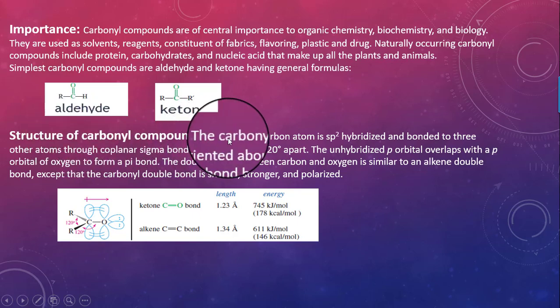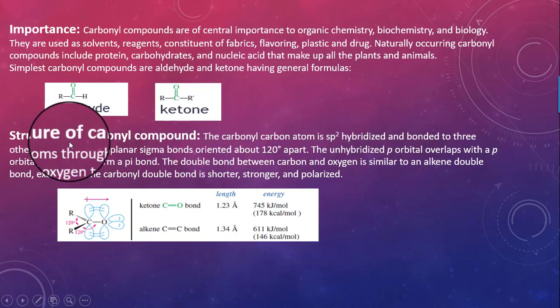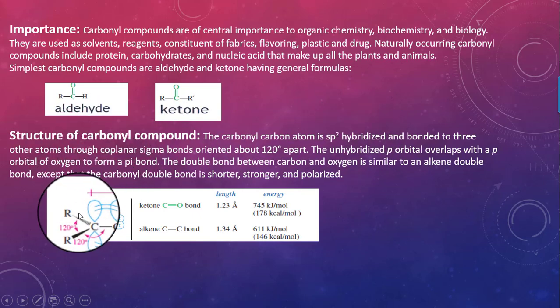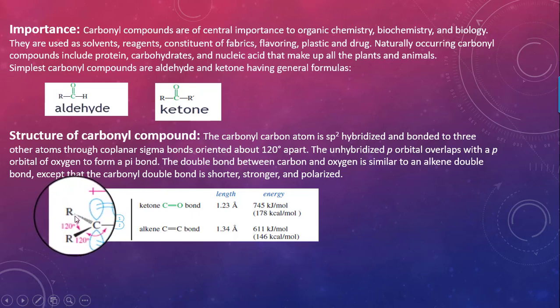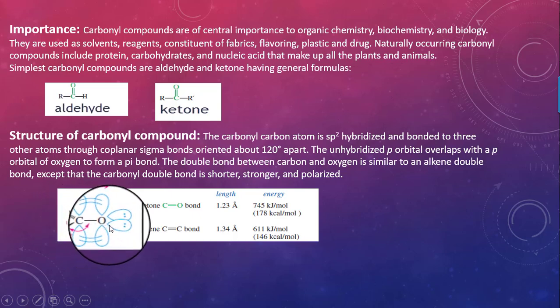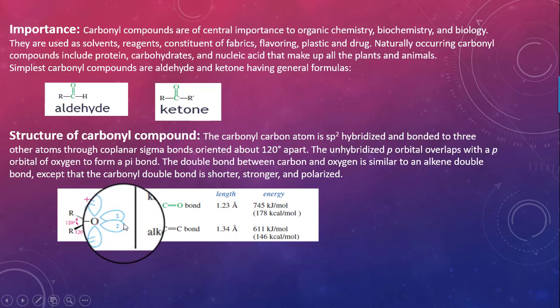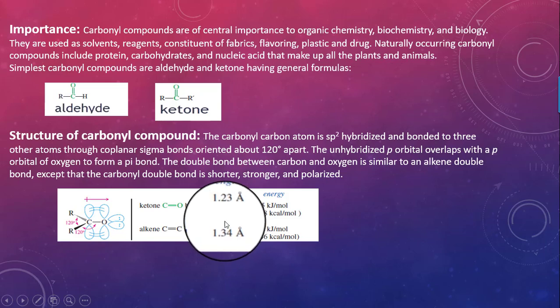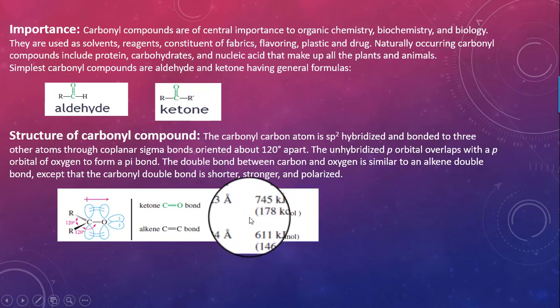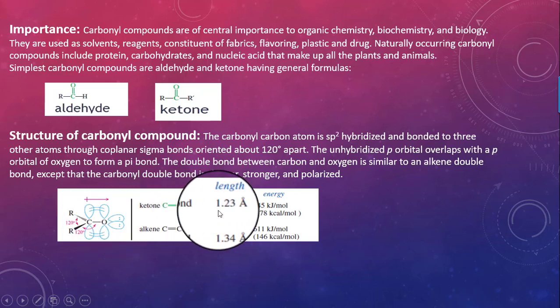Structure of carbonyl compounds. The carbonyl carbon atom is sp2 hybridized and bonded to three other atoms through coplanar sigma bonds that are oriented at 120 degrees from each other. The unhybridized p orbital overlaps with a p orbital of the oxygen atom to form a pi bond. The double bond between carbon and oxygen is similar to that of an alkene, but it is shorter and stronger and more polarized because there is a greater electronegativity difference between carbon and oxygen atoms.